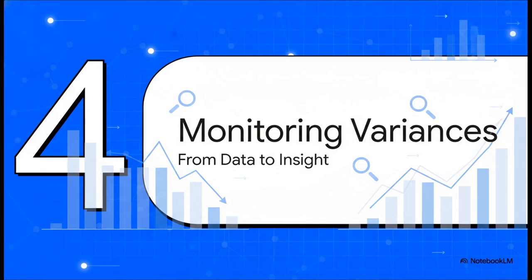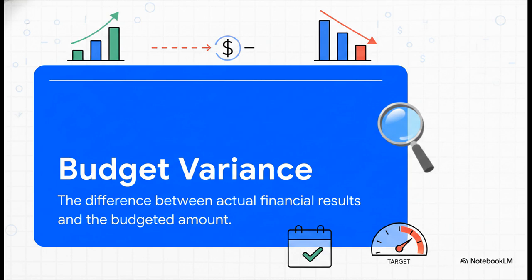A budget isn't a document you create in January and then just file away. No way. The real work actually starts after it's distributed. This is all about monitoring the variance, that gap between your plan and what's actually happening, and turning that raw data into powerful insights. So, what exactly is a budget variance? It's super simple. It's just the difference between what you plan to happen financially and what really happened. It's the score that tells you how close you are to hitting your targets.